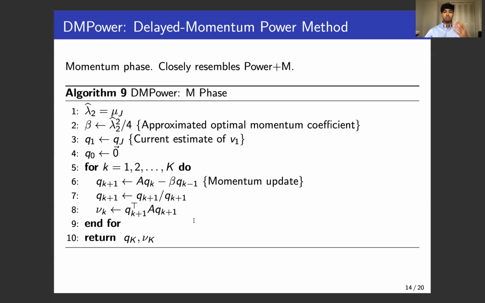So now we're going to experience acceleration because now we have selected a beta which actually lives within a convergent interval, or which should at least be close to our optimal assignment, which is lambda sub 2 squared over 4. Okay, so in this phase, it just looks like power plus M, and we're experiencing acceleration. At the very end, Q sub big K and nu sub big K are going to be our approximation of a dominant eigenvector eigenvalue pair.